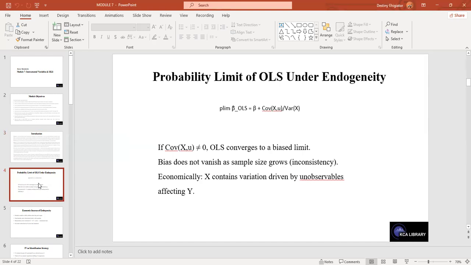Let's look at the probability limit of the OLS under endogeneity. This is the equation. If this part of the equation is not equal to 0, then OLS converges to a biased limit. The bias does not vanish when the sample size grows. Economically, this X contains variation driven by unobservables affecting Y.